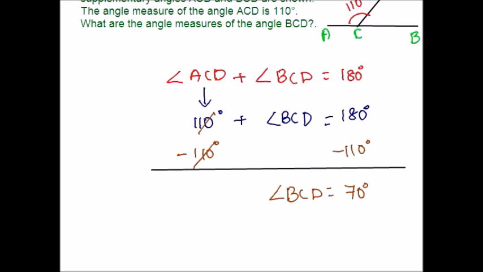That's it for this problem. This is how we use the statement supplementary angles add up to give 180 degrees while solving the problem. Hope you're clear with this problem. Let me take one more example and explain it to you.